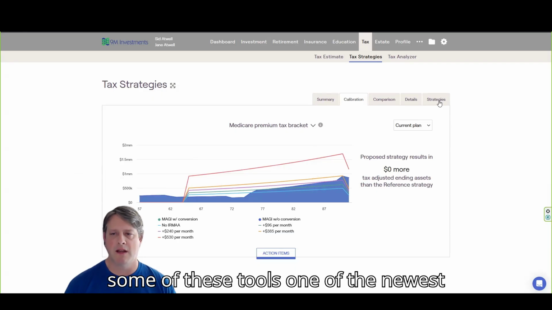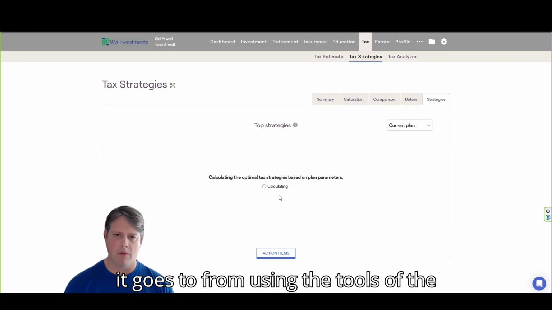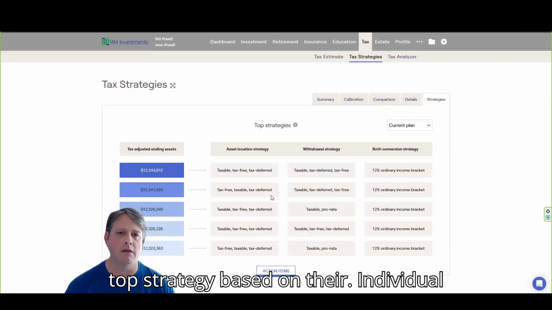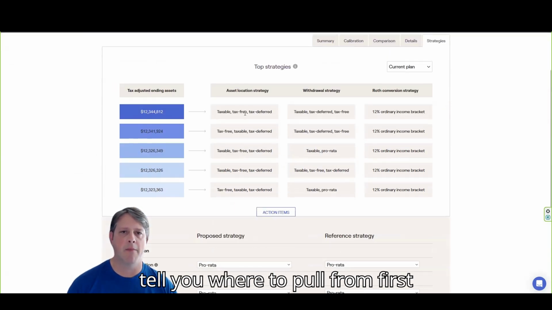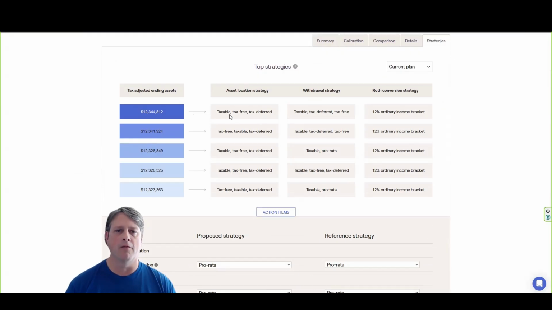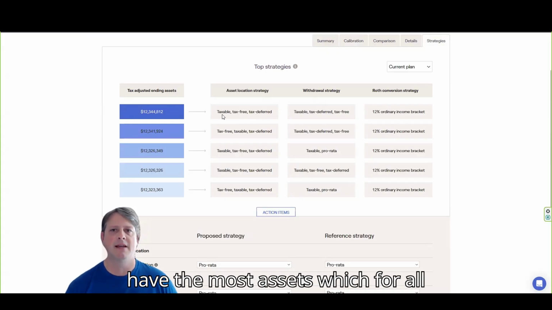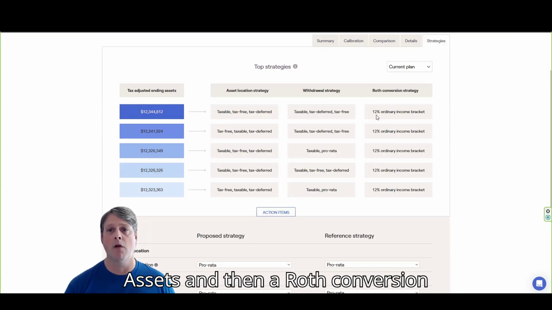All right, so the newest things, we've had some of these tools. One of the newest things within here now is strategies, and it goes from using the tools of the day, AI and everything else, to what is the top strategy based on their individual situation. So what it suggests is, from an asset allocation standpoint, where it makes the most sense to have the most assets, a withdrawal strategy, how you want to pull from those assets, and then a Roth conversion strategy.